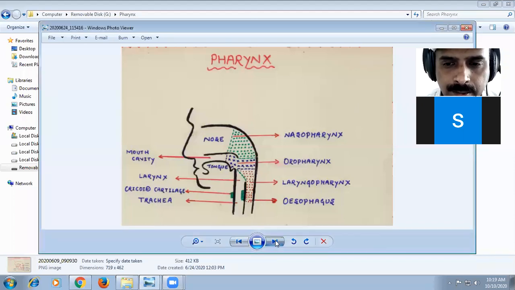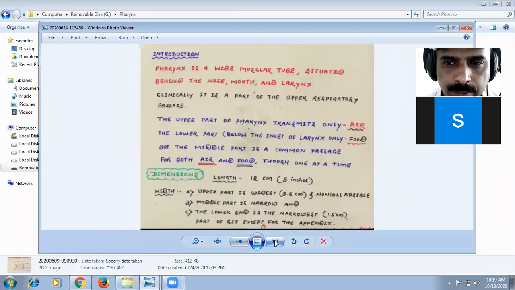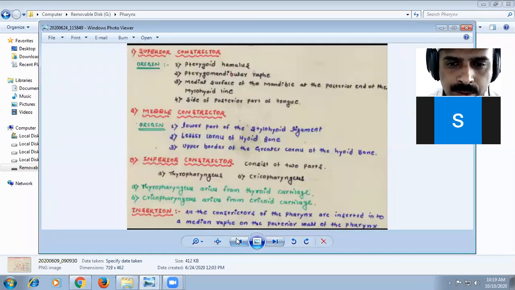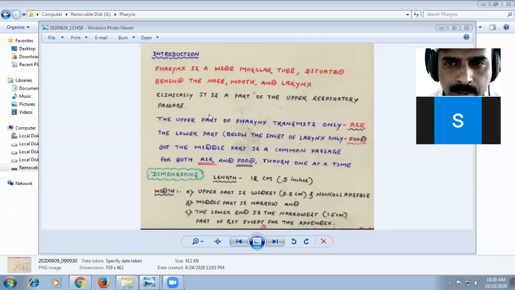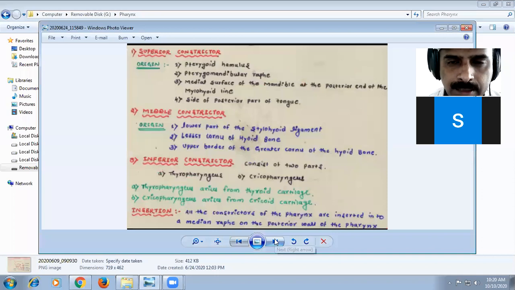Next comes an important one, which you are going to see in the introduction. Clinically, it is a part of the upper respiratory passage. You have to remember the total pharynx: the upper part transmits air, the lower part food, and the middle part air and food one at a time. And you have to remember the length of the pharynx.